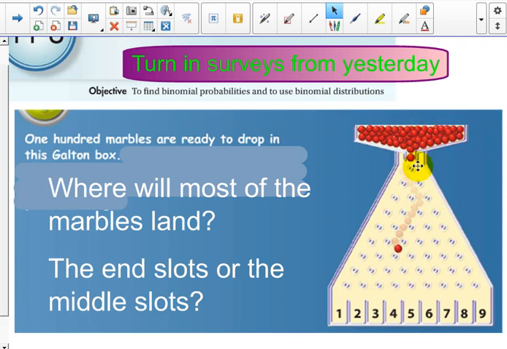Has anybody seen something like this in a game show? How about The Price is Right? What is like this? The Plinko? The Plinko that they do on Price is Right? But where do those things usually land? So in the middle or on the ends?